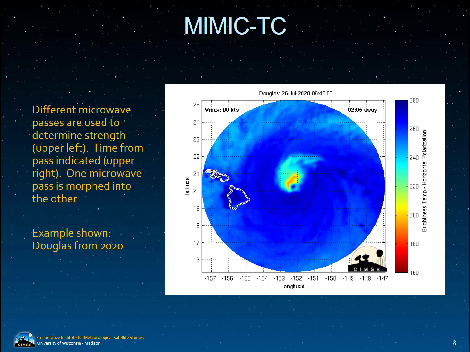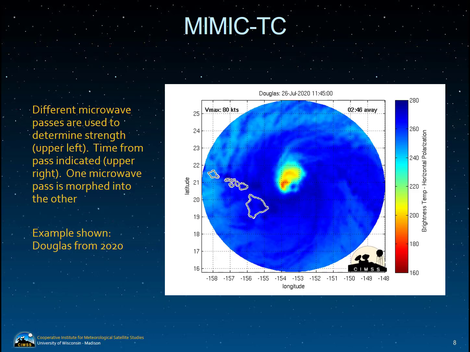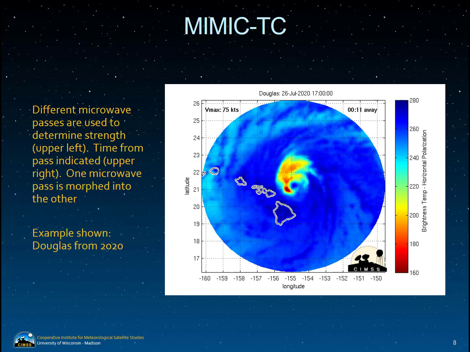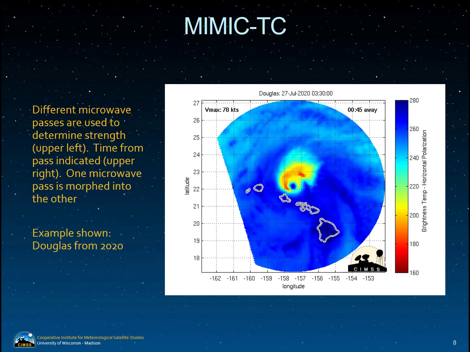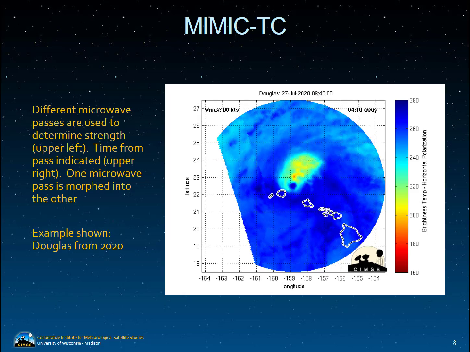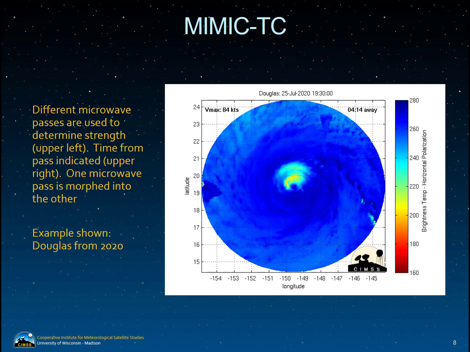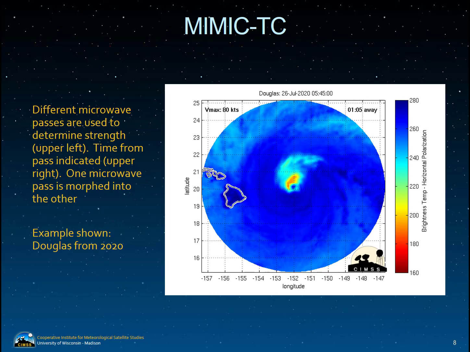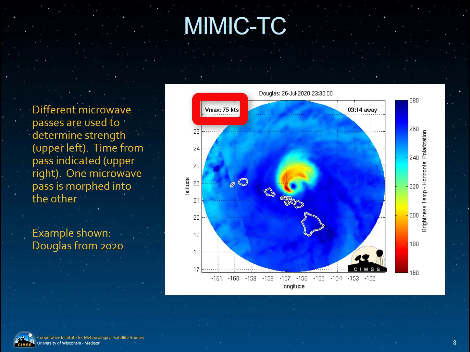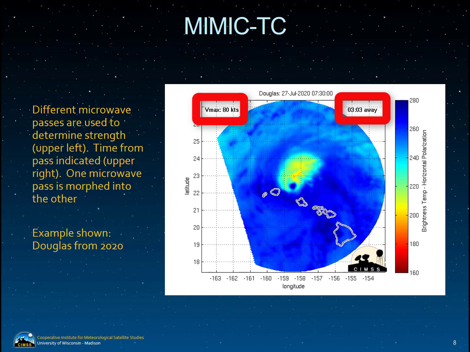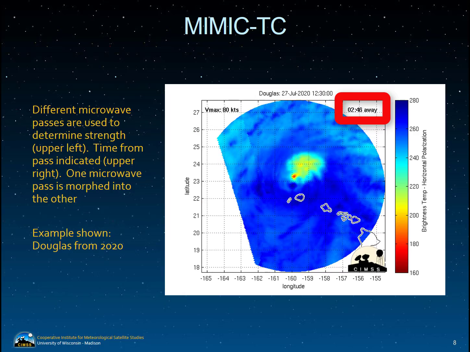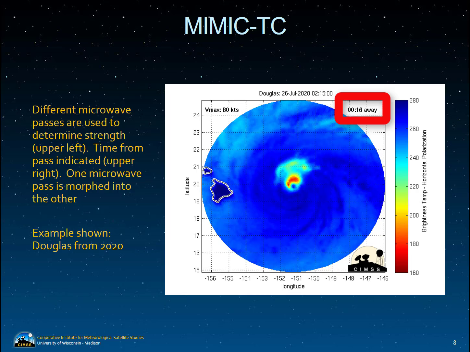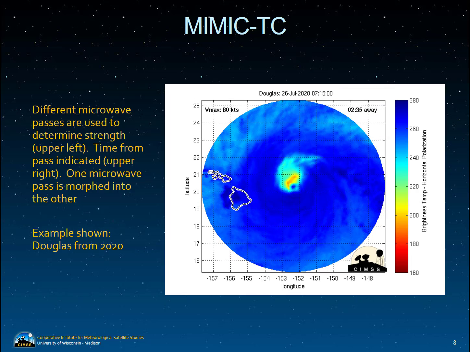Mimic TC gives you this kind of information where one microwave pass is morphed into another. The example shown here is Douglas from 2020 as it passed to the north of the island chain of Hawaii. Some useful information is shown: the maximum wind speed and how far away the observation is from an overpass. Distance away from the overpass is changing with time.